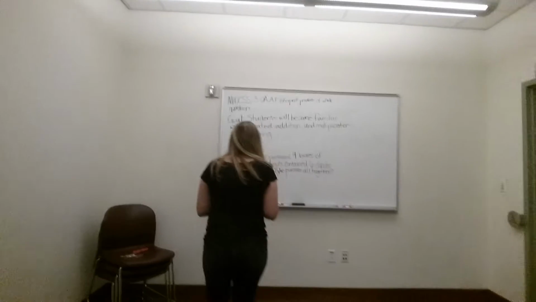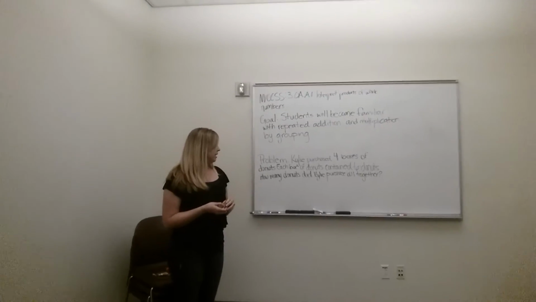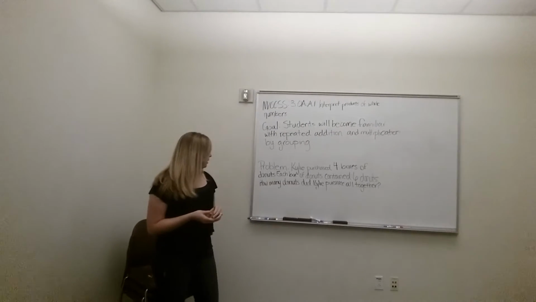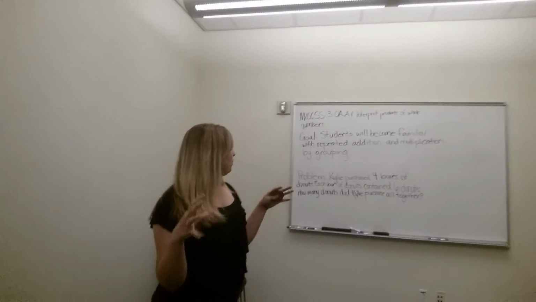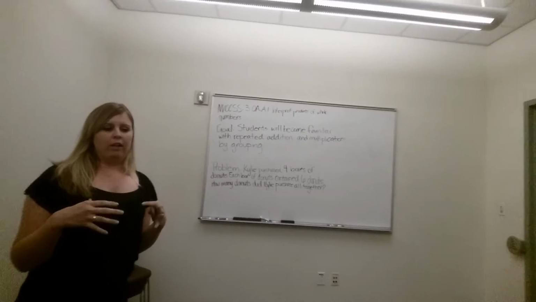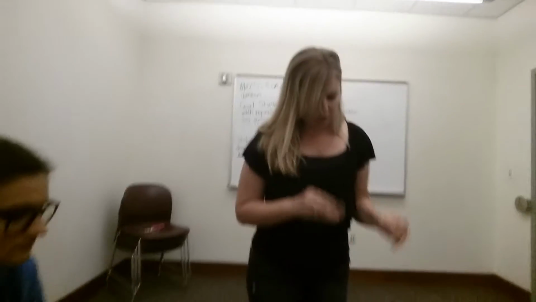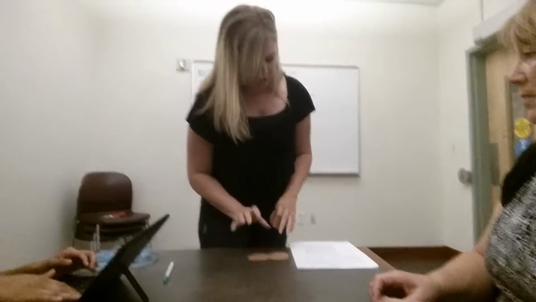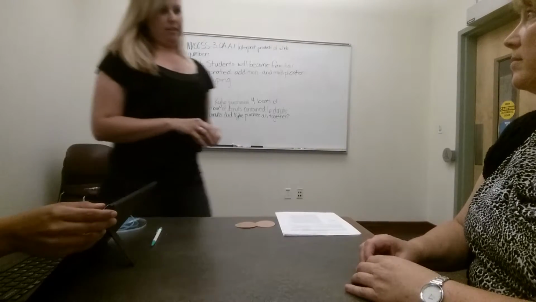We have a problem up on the board. Kylie purchased 4 boxes of donuts. Each box of donuts contains 6 donuts. How many donuts did Kylie purchase altogether? So we're going to try to group our circles to figure out how many donuts Kylie has. You can group them however you want. The goal is to get 4 boxes with 6 donuts in each box.